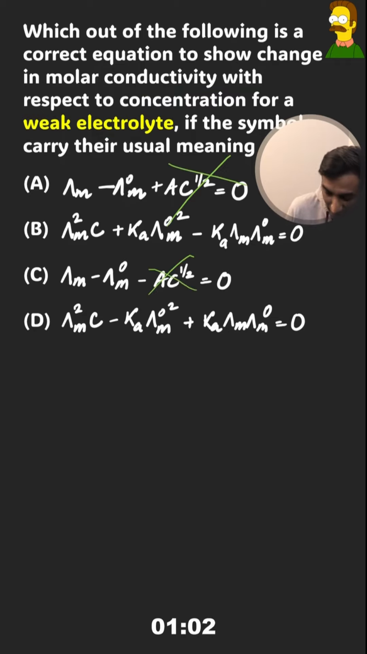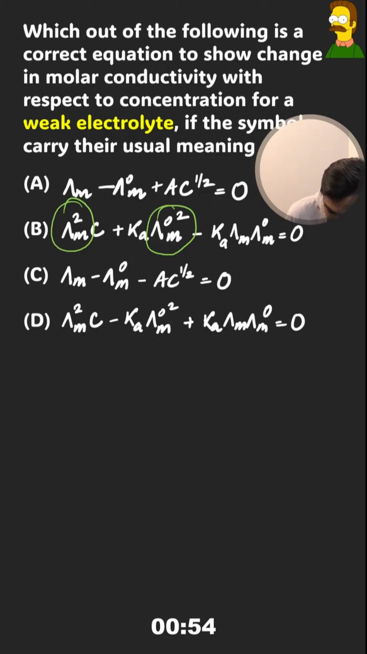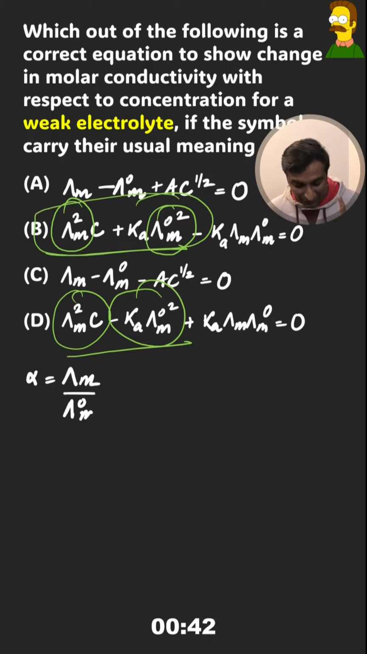Okay, so we've got to figure out between B and D. But what's common between B and D? Okay, all of this, a lot of lambda not M squares, lambda not M not squares, and C and K. If I identify which side of the equation these guys lie, just these 2 terms, I can figure out the answer. What do I mean? You have to use mathematical tools in cases like this.